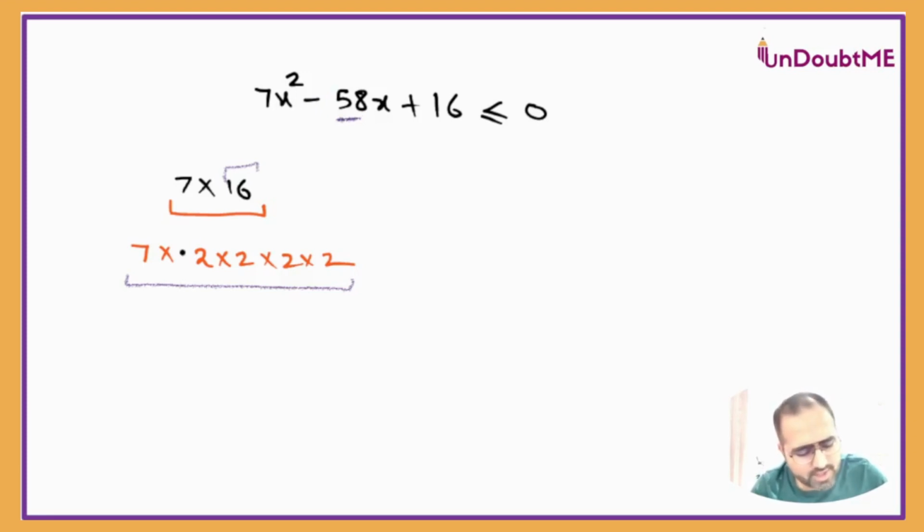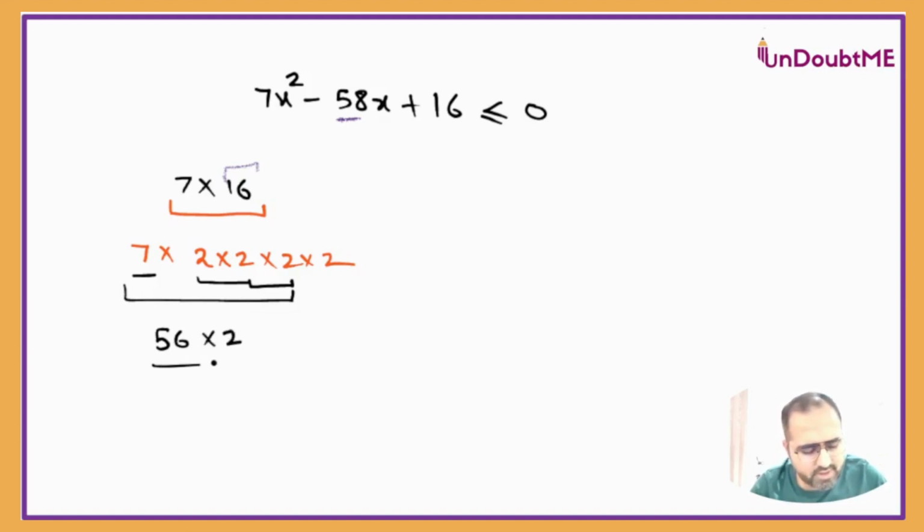So for that we will see that 2 2s are 4, 2 4s are 8, and 7 8s are 56. So if I recombine all these, this will come only by trial and error, there is no fixed method for this. If I recombine all these, I'll get 56 and 2. Now 56 times 2, you can check in your calculator also, will be equal to 7 times 16. So 56 and 2 will work over here.